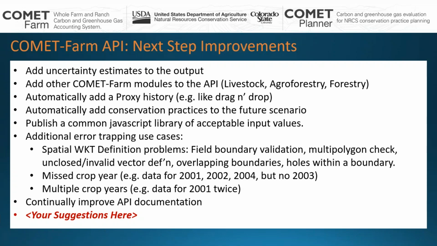There's a few other additional error trapping use cases we'd like to add. One of them is related to checking the spatial definitions for either vector field boundaries or a point-based field location. And this is related to validating the boundary, checking to make sure it's not a multi-polygon, that there's no holes within the boundary, overlapping boundaries, and these sorts of things. So we can check on that first before we try to execute a request to the web soil survey.